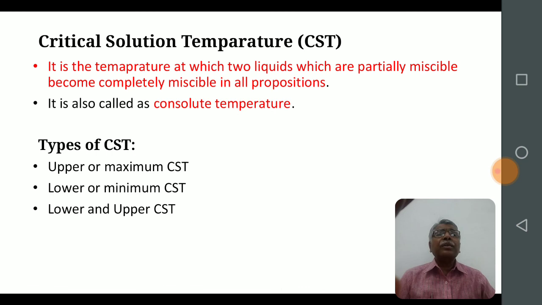The critical solution temperature is the temperature at which two liquids which are partially miscible become completely miscible in all proportions. It is also called the consolute temperature. There are three types of CST: upper or maximum CST, lower or minimum CST, and type 3, which will be the lower and upper CST.